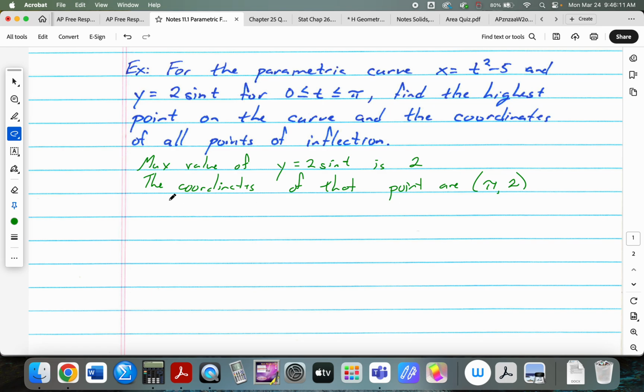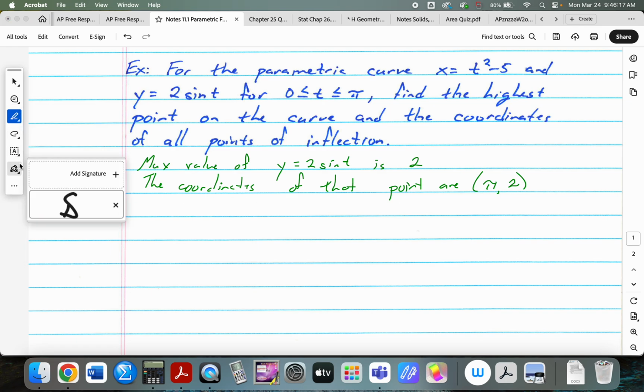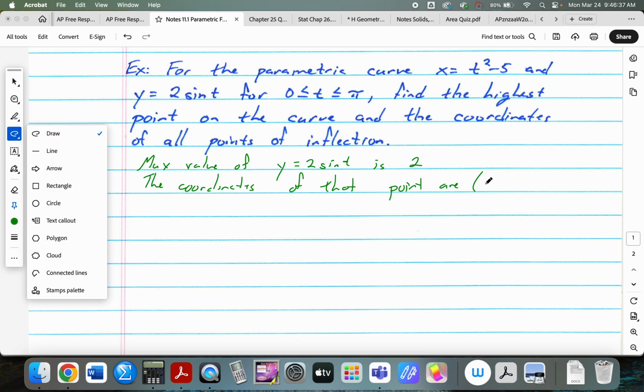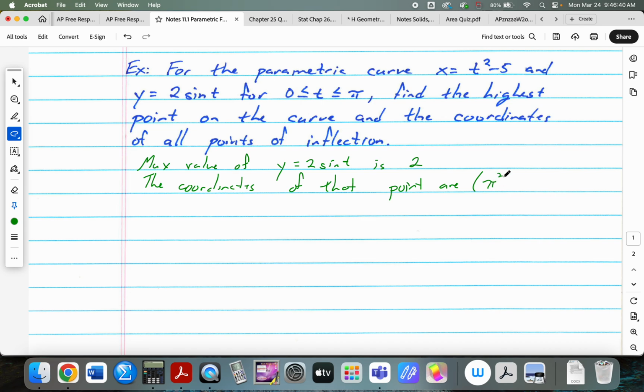Sorry, that's not correct. Maximum is at 2, but it is t that is pi, not x that is pi. So it's a real easy mistake to make. So it's going to be pi squared minus 5, 2. And that's one of the things you have to kind of guard against.